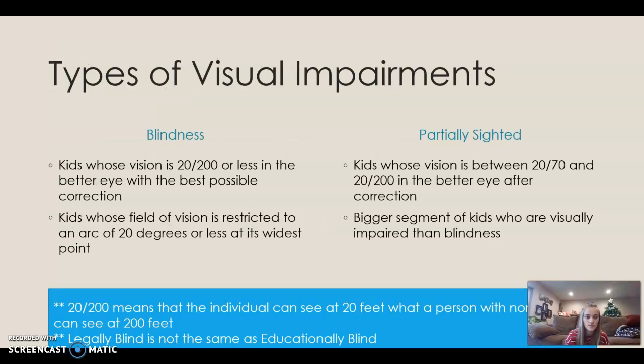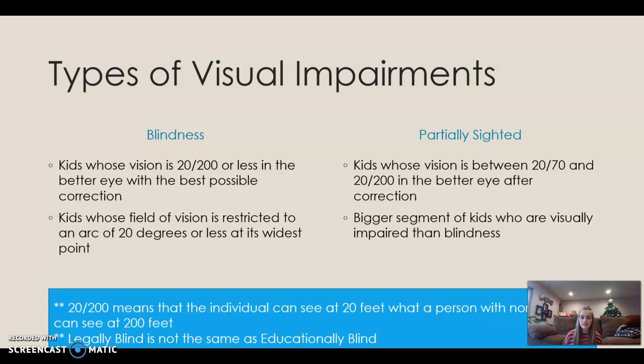There are a couple different types of visual impairments. A lot of people think of blindness right away, but there's also partially sighted. I'm going to talk about some of the differences between the two. Blindness is kids whose vision is 20/200 or less in the better eye with the best possible correction. So 20/200 means that the individual can see at 20 feet what a person with normal vision can see at 200 feet. So they just can't see as far. That would be blindness.